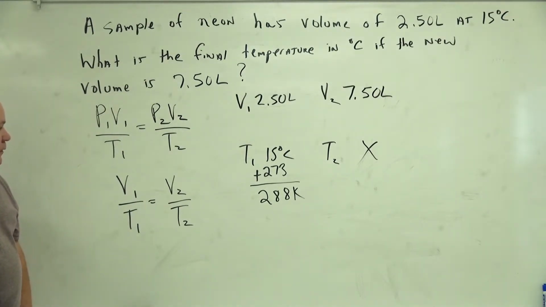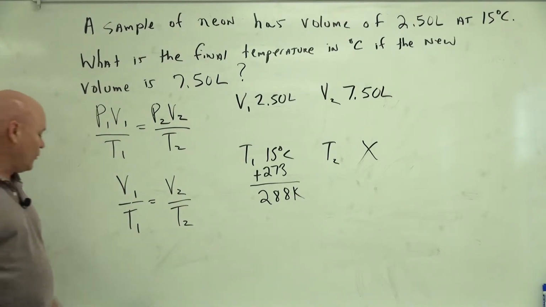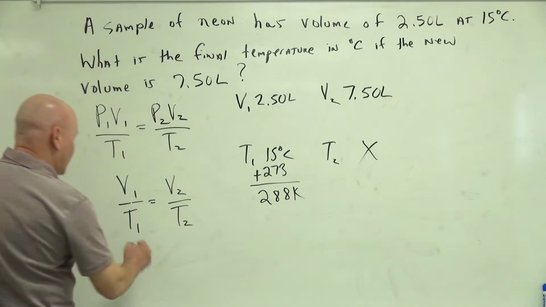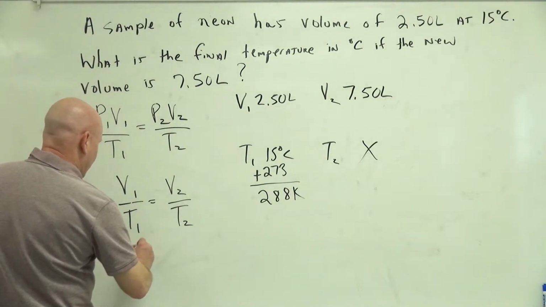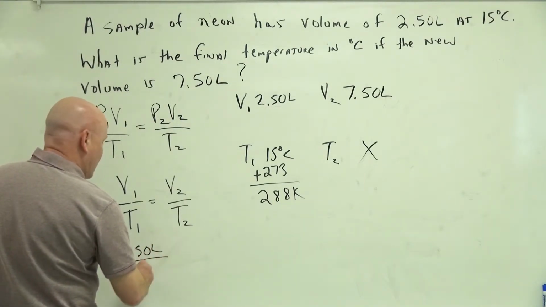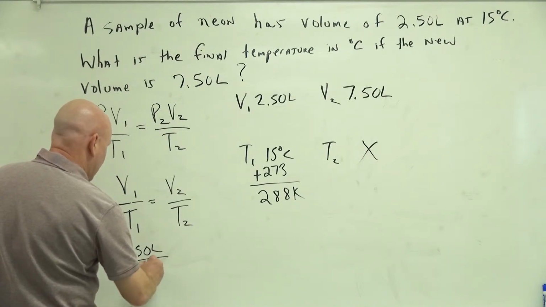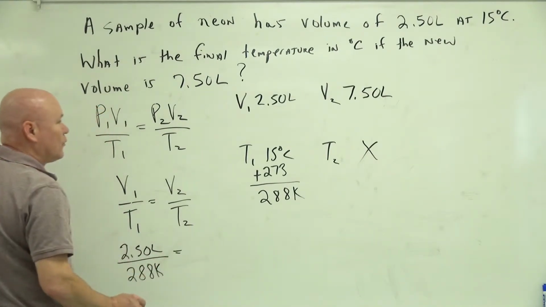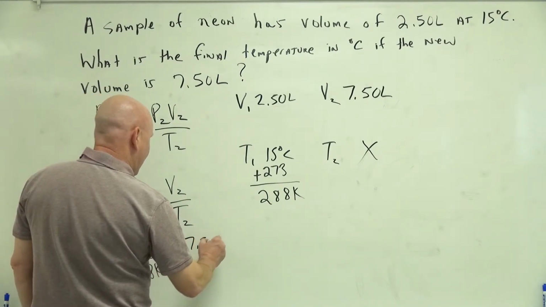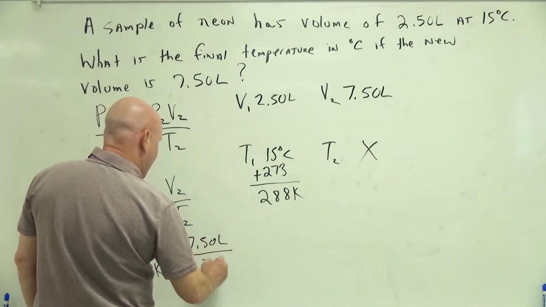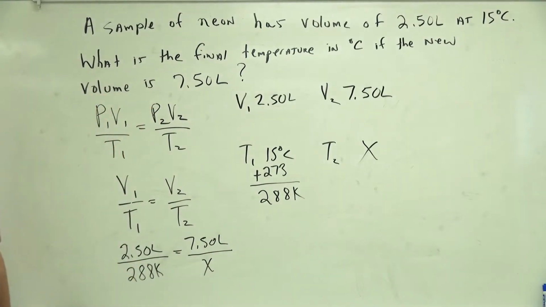Now, the easiest way to do this sort of equation is you can either solve for T2 or you can just use cross multiplication. Most folks are going to prefer to use cross multiplication. So let's plug in our numbers. V1 is 2.50 liters. T1 is 288 Kelvin. That's equal to V2, which is 7.50 liters, divided by X. I don't know what X is. I don't know what T2 is.